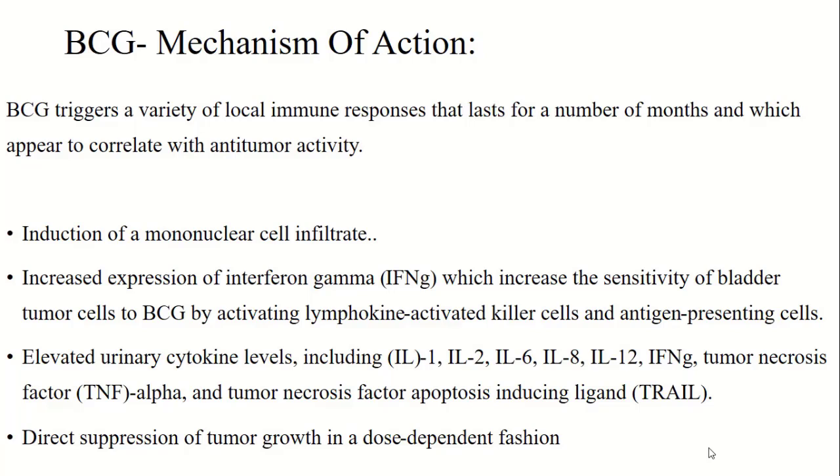Mechanism of action: BCG triggers a variety of local immune responses that last for a number of months, which appear to correlate with its anti-tumor activity. Number one, it causes the induction of mononuclear cell infiltrates. Number two, it increases the expression of interferon gamma, which increases the sensitivity of bladder tumor cells to BCG by activating lymphokine-activated killer cells and antigen-presenting cells. Number three, it increases the urinary cytokine levels, including IL-1, 2, 6, 12, interferon gamma, tumor necrosis factor alpha, and tumor necrosis factor-related apoptosis-inducing ligand. Number four, it directly suppresses tumor growth in a dose-dependent fashion.